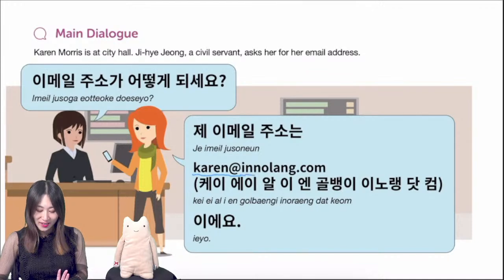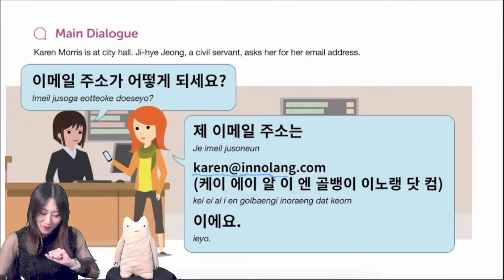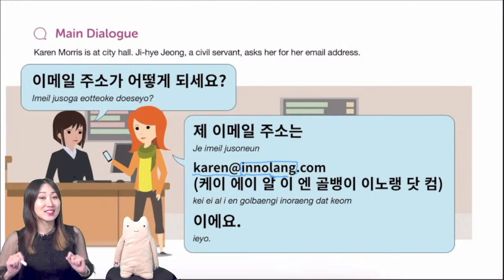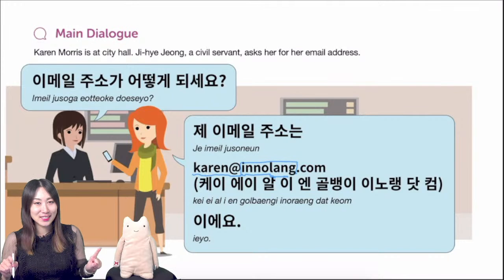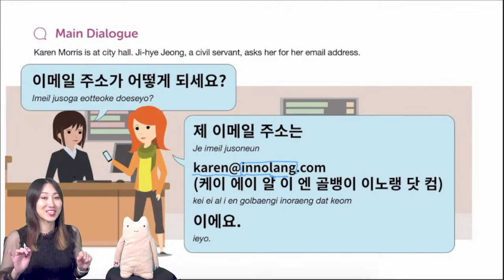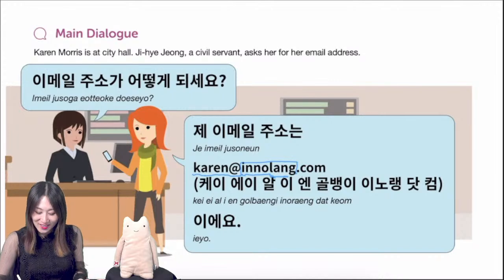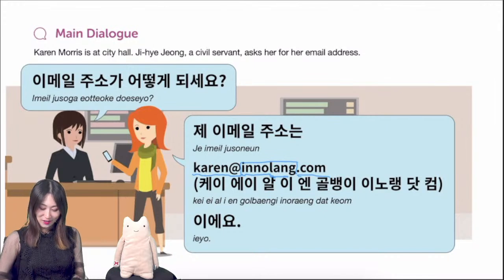KAREN _INNOLANG, or you can just read this English. Like 이노랭, 이노랭. By the way, this domain does not exist. That's why we randomly picked it. So don't email us here. But 이노랭, this .com이에요. So how much did you understand?